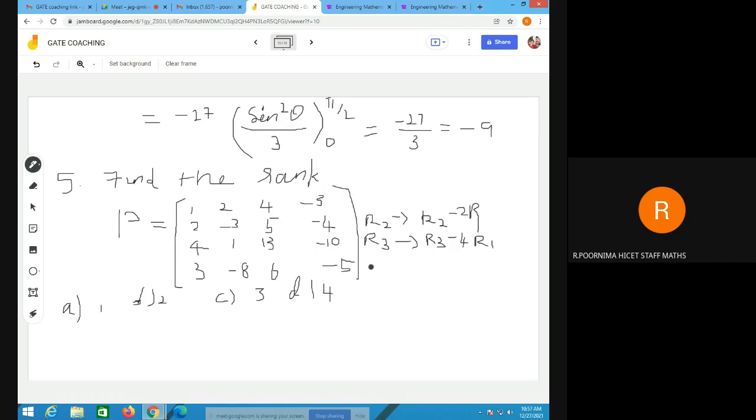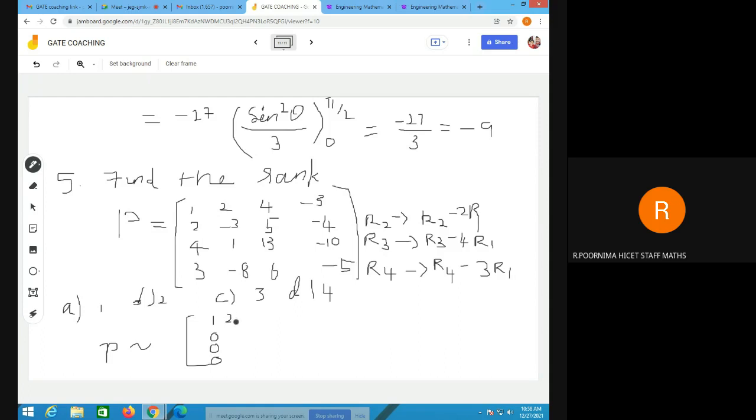Next, R4 goes to... that is row 4, we are making the row operation. R4 minus 2R2... No, R4 goes to R4 minus 3R1. Okay. So if you are applying all these operations, your reduced form of the P matrix is equivalent to 1, 0, 0, 0.